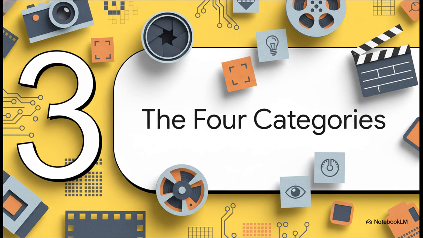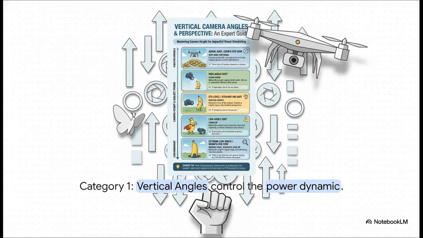To make this super easy to digest, we can boil this entire guide down to 4 basic categories of camera control. If you can master these 4, you're golden. Let's tackle them one by one. All right, first up, vertical angles. This one's really simple. It's all about how high or low the camera is. Just by moving the camera up or down, you completely change the power dynamic. You change how we, the viewer, feel about the subject.